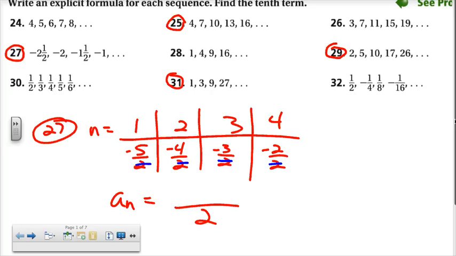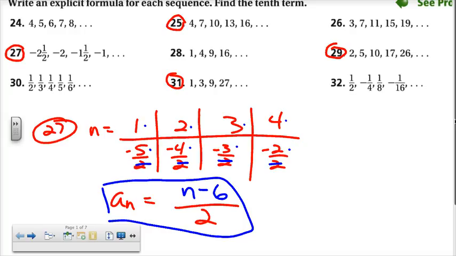What I need to do is figure out, is there something basic you can do to a 1 to get -5, 2 to get -4, 3 to get -3, and 4 to get -2. And I realized that's subtracting 6. If I take 1 minus 6, I will get -5. If I take 2 minus 6, I will get -4. If I take 3 minus 6, I will get -3. And if I take 4 minus 6, I will get -2. This is my explicit formula.